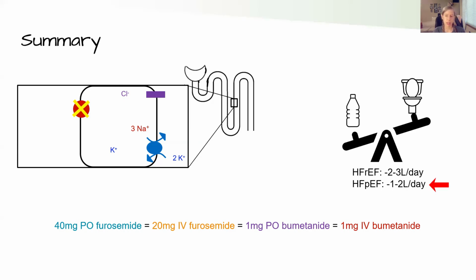You can do this by monitoring their I's and O's if you're in a reliable context to be able to rely on your charted values, or you can measure their daily weights. In reality, though, you can diurese your patient as hard as those creatinine and electrolytes will let you. And this is a topic that we'll get more into in part 2 of this series.